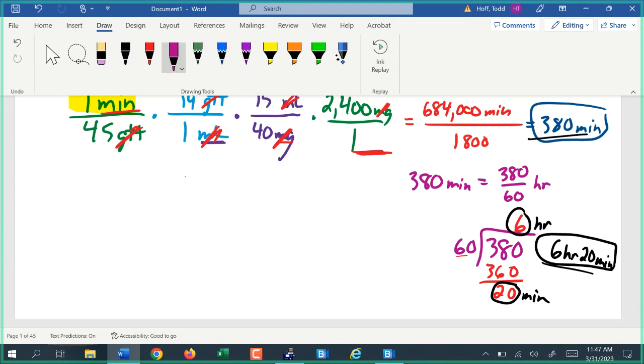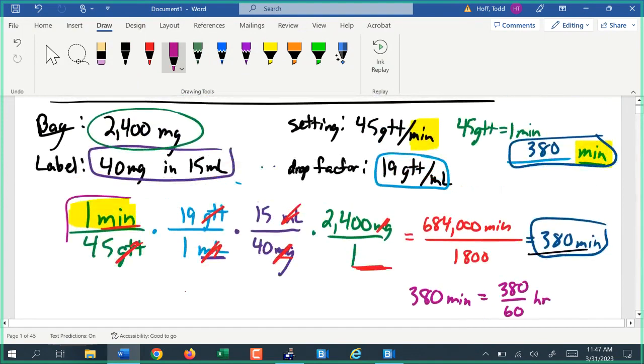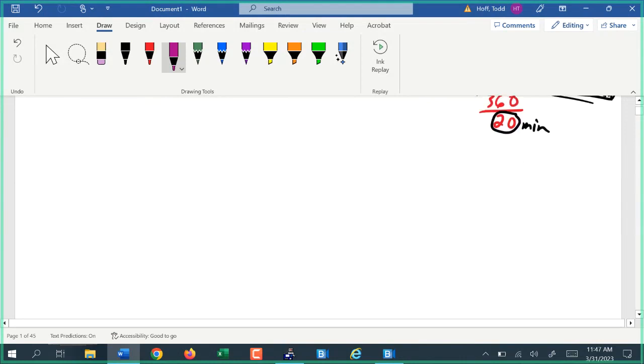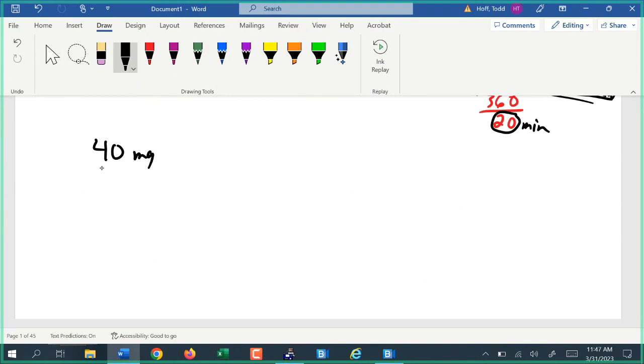Now I had mentioned we were going to do this a few different ways. Here, I started with that flow rate, the drops per minute, or I actually changed it to minutes per drop, because it had the time on top already. But realistically, we could have started with any piece of information in here, and we could have got to where we needed to go. For example, we could start with the concentration, the 40 milligrams in 15 milliliters.